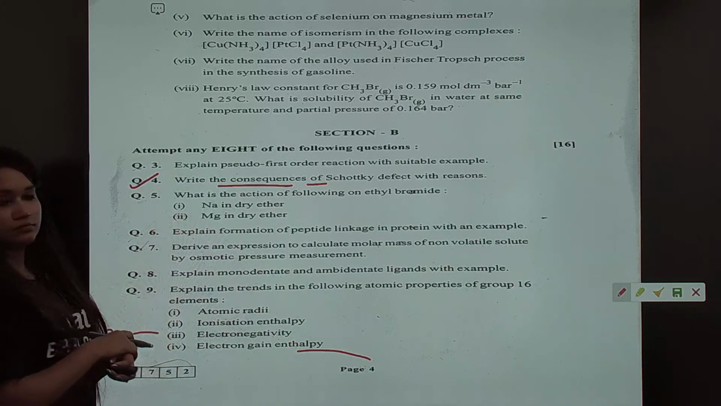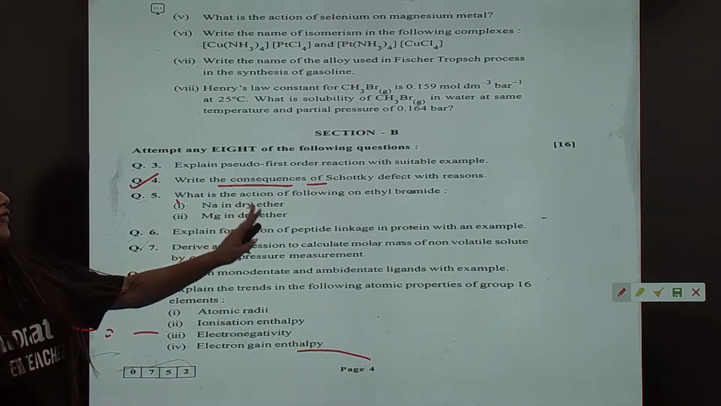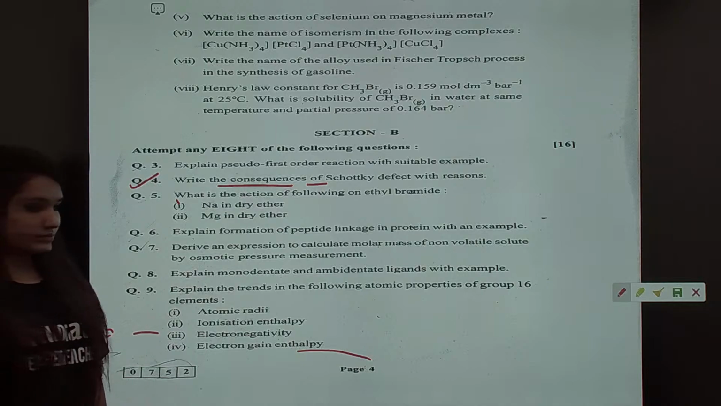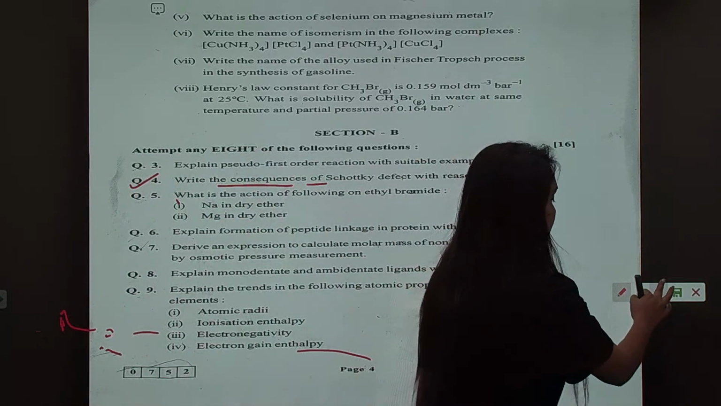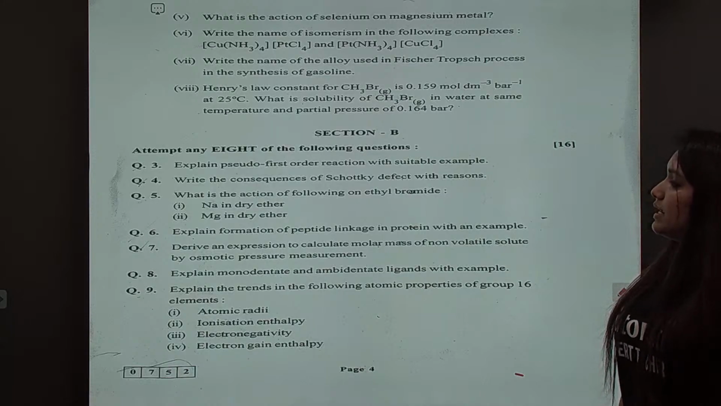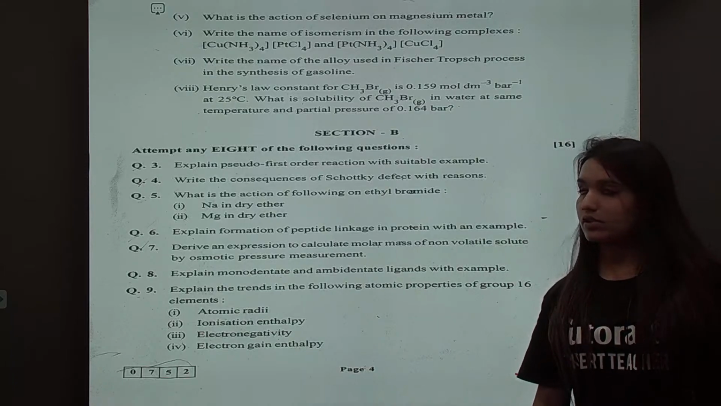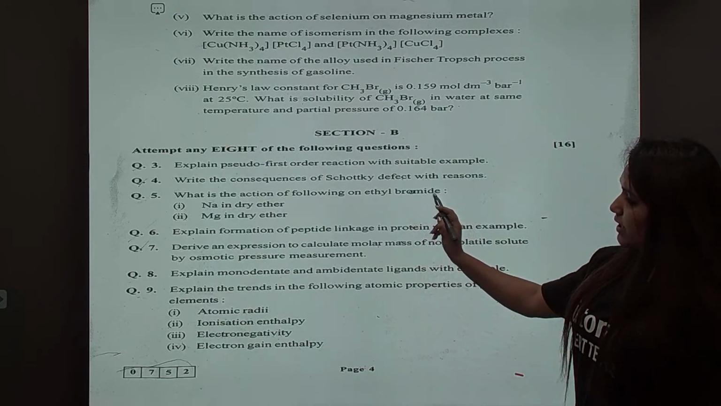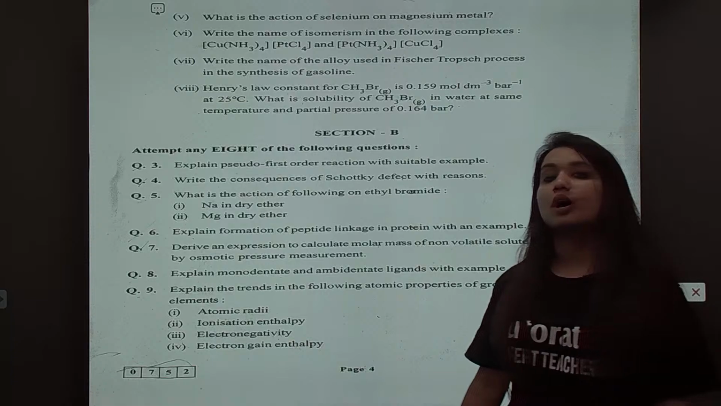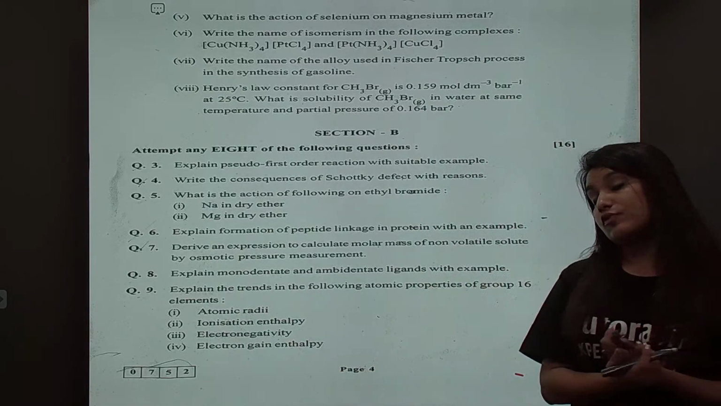Moving ahead. The next question is, what is the action of the following on ethyl bromide? So let's start with the ethyl bromide thing, students. Let's start with the first one, sodium and dry ether. What's the reaction? When you take ethyl bromide plus sodium, it is going to give you alkanes generally, and since here we have ethyl, it is going to result in the formation of butane.